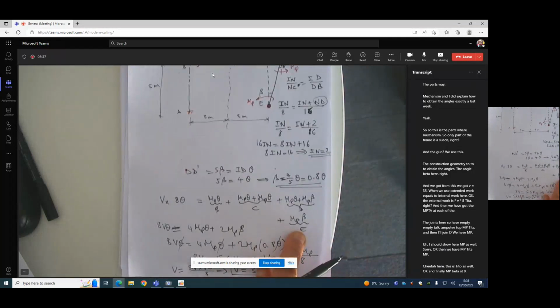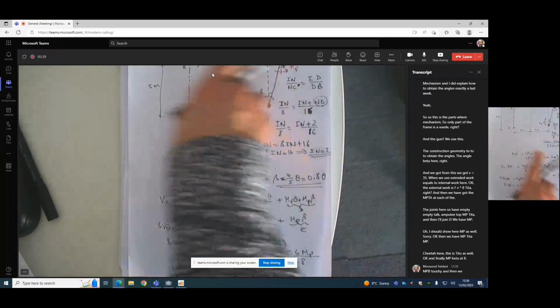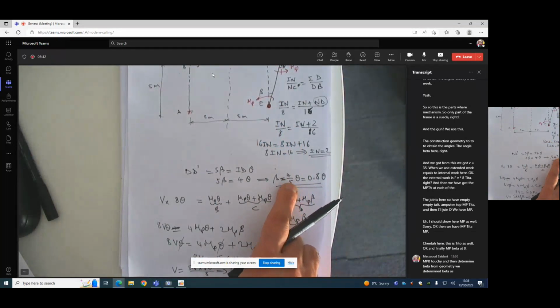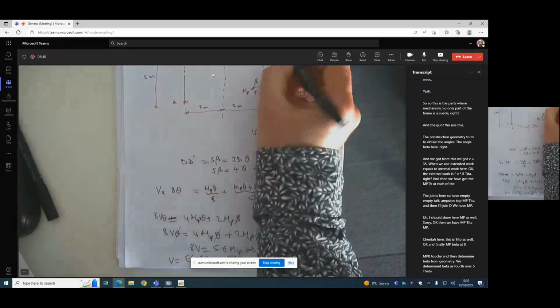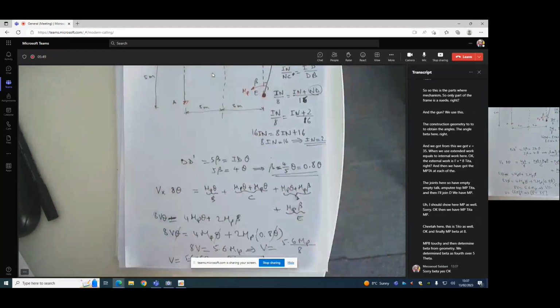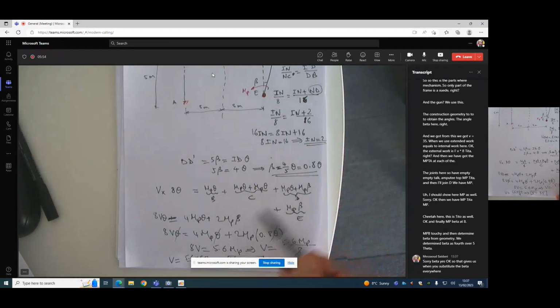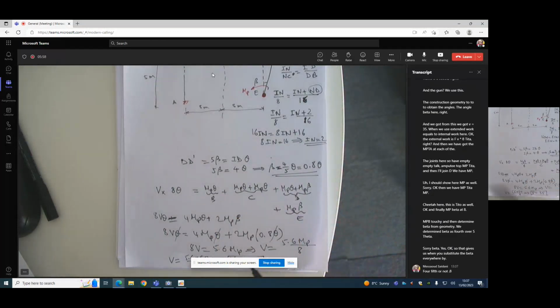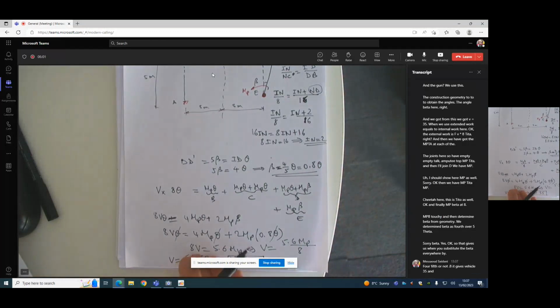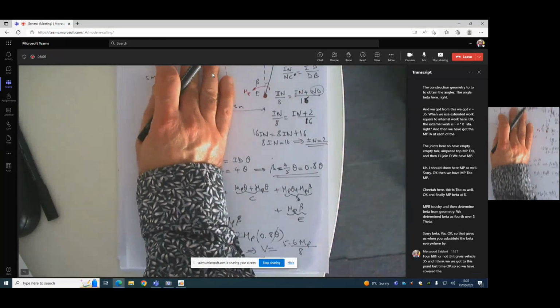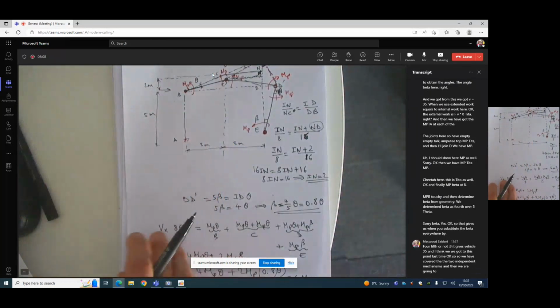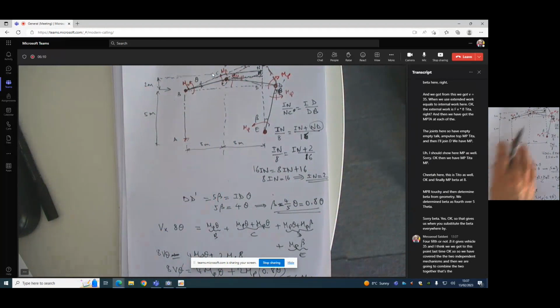MP beta at E. And then we determine beta from geometry. We determine beta as 4/5 theta. So when you substitute beta everywhere by 4/5 or 0.8, it gives V equals 35. And I think we got to this point last time, okay? So we have covered the 2 independent mechanisms, and then we are going to combine the 2 together. That's the sway plus part sway.